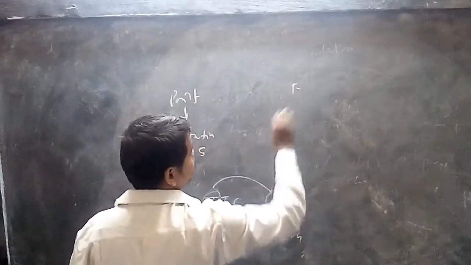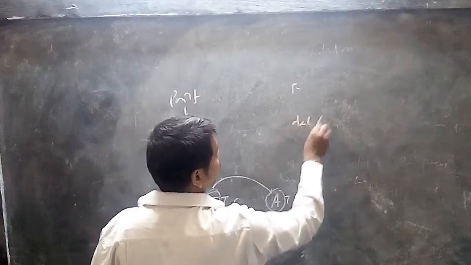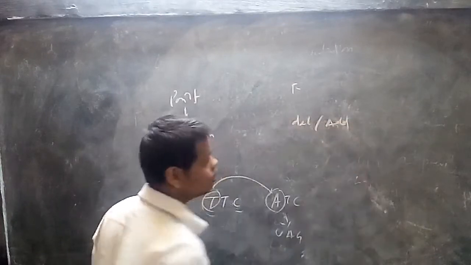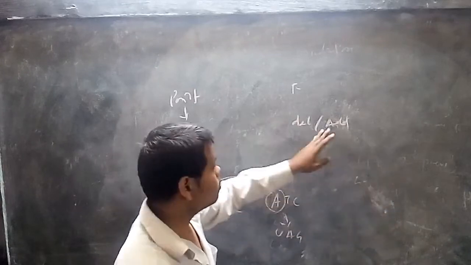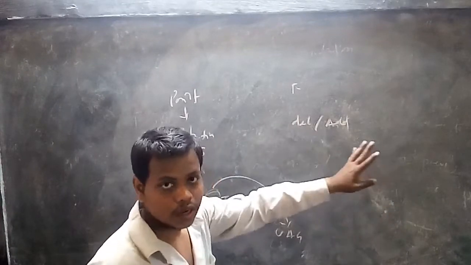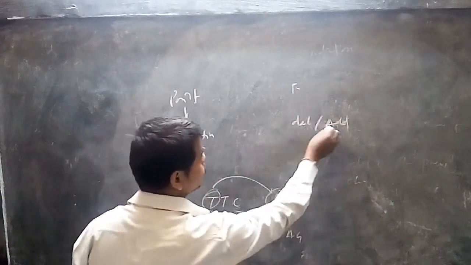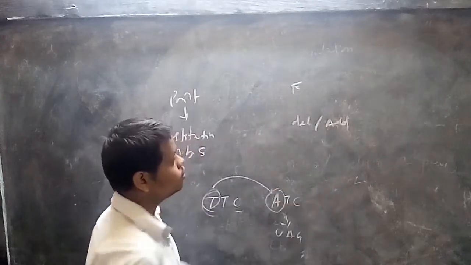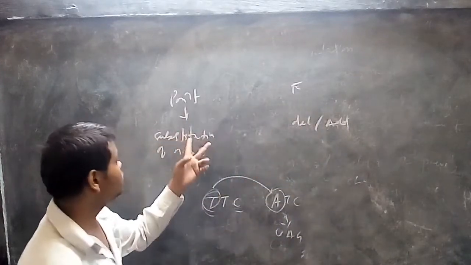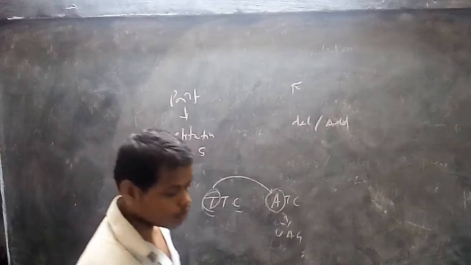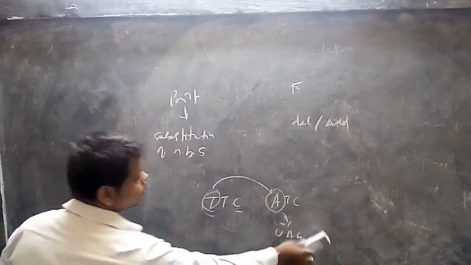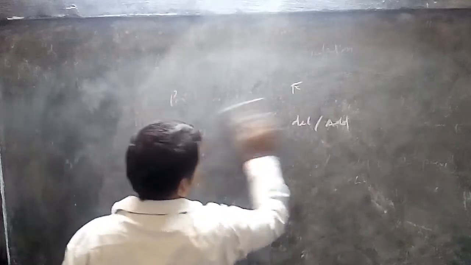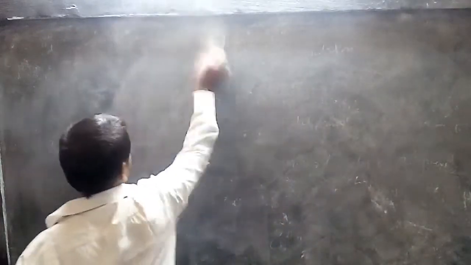Frame shift mutation occurs due to deletion or addition. Extra nucleotide bases are added, or the existing nucleotide bases are removed. That is called deletion or addition. Frame shift mutation occurs due to deletion or addition, and point mutation occurs due to substitution. So these are the types of gene mutations we discussed.